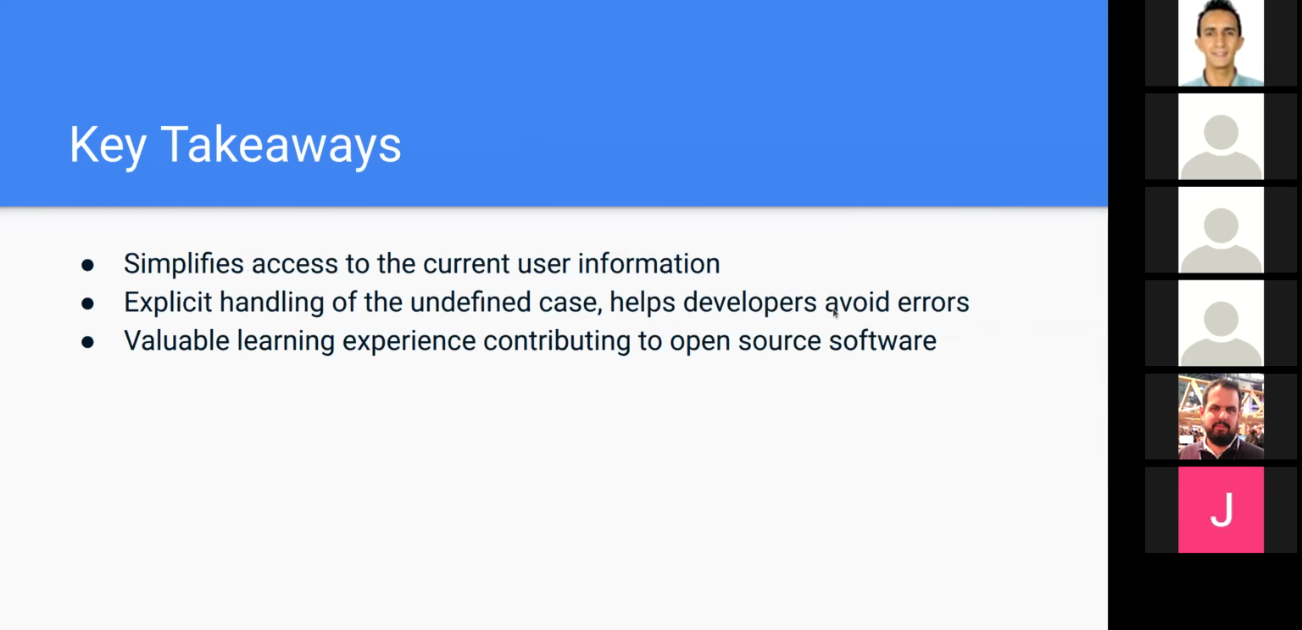So to wrap up, I would say this new hook just simplifies how applications access current user information from the app runtime, and it being explicit about when the user is available or not helps developers avoid runtime errors. And overall, contributing this feature was a really valuable learning experience, and it gave me more confidence working in large open source projects.